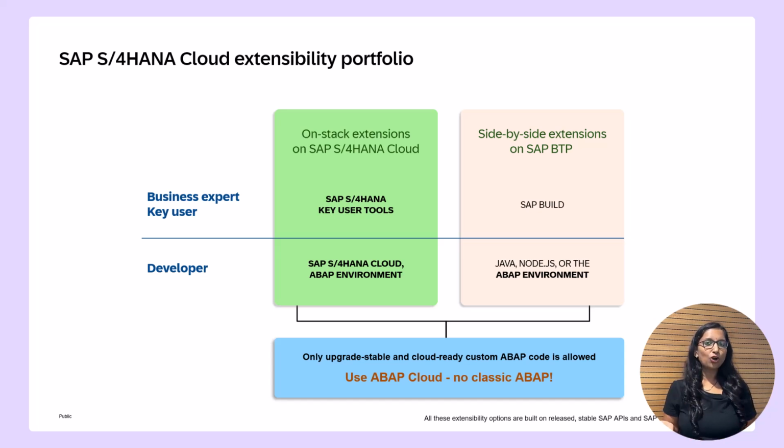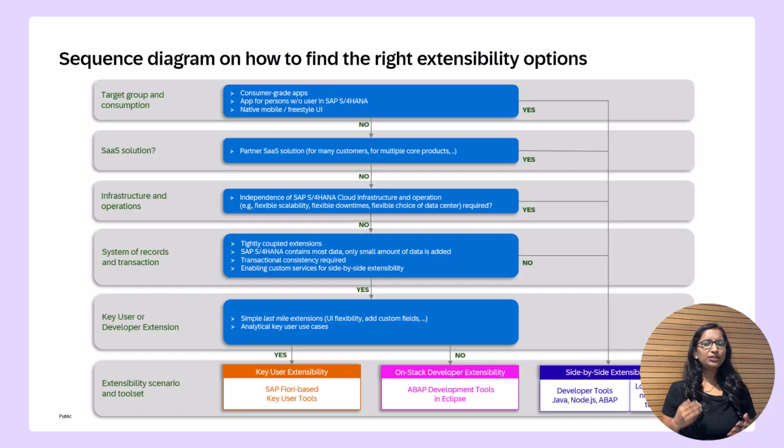With these options, the next question that comes up is when to use which cloud extensibility option. This picture provides a decision tree to select the right extensibility option, and the document that I'll be sharing also explains the various scenarios with examples.